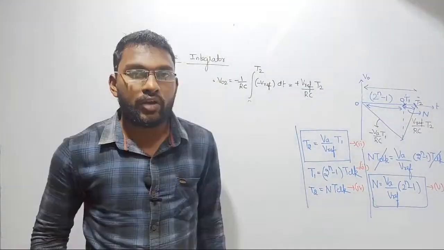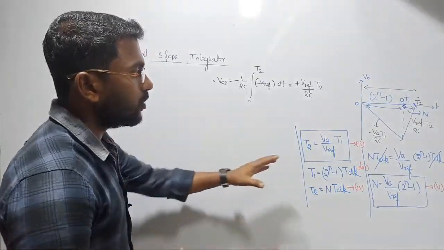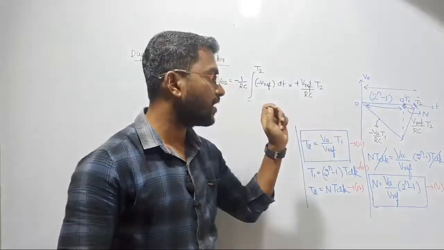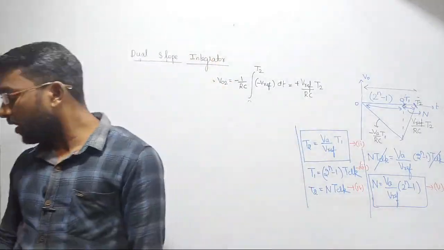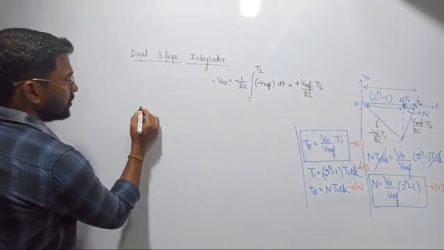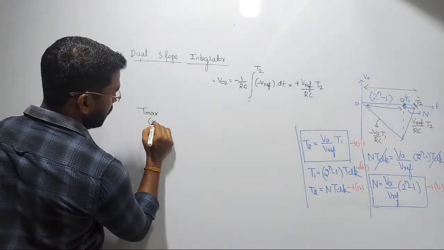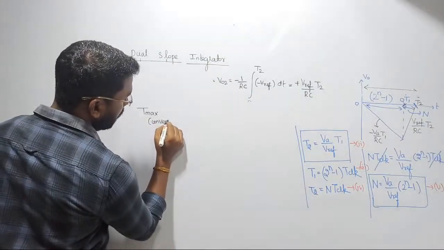Next, what are we going to do? Approximately we can say one thing here, the thing is your counter. Now what is the maximum conversion time taken by the counter? That is the final step that we need to calculate here. So the maximum conversion time of the counter, that is what we are going to learn.